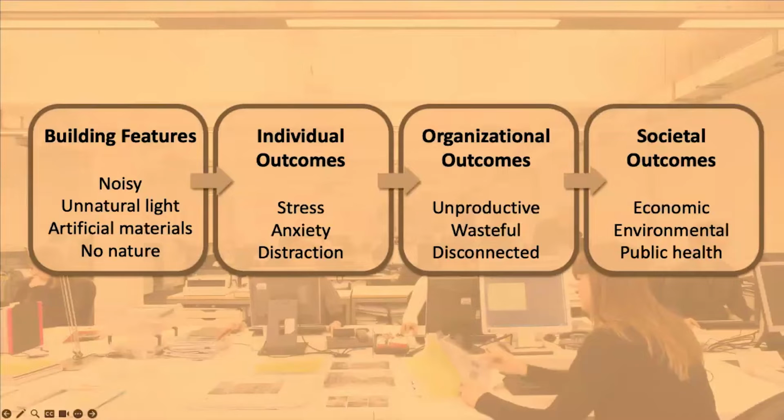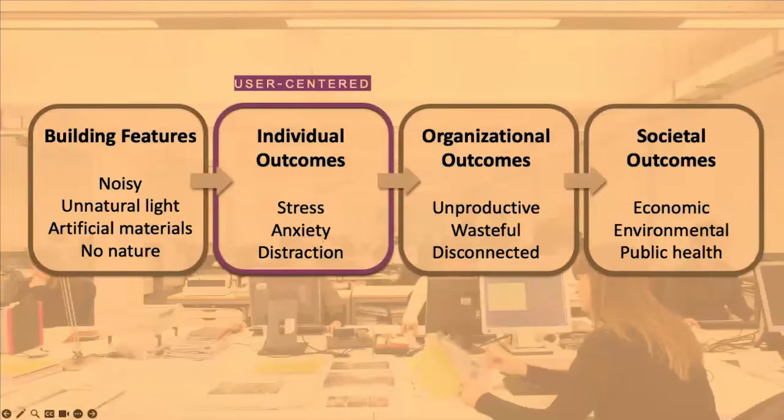And by building features, we mean things about the design and construction, but also the user experience. So for example, how noisy is it? Or is there access to natural light? And what types of materials are used? For example, is it natural wood furniture versus that white laminate stuff? And is there access to nature? Can you see plants either within the space or easily through a window?